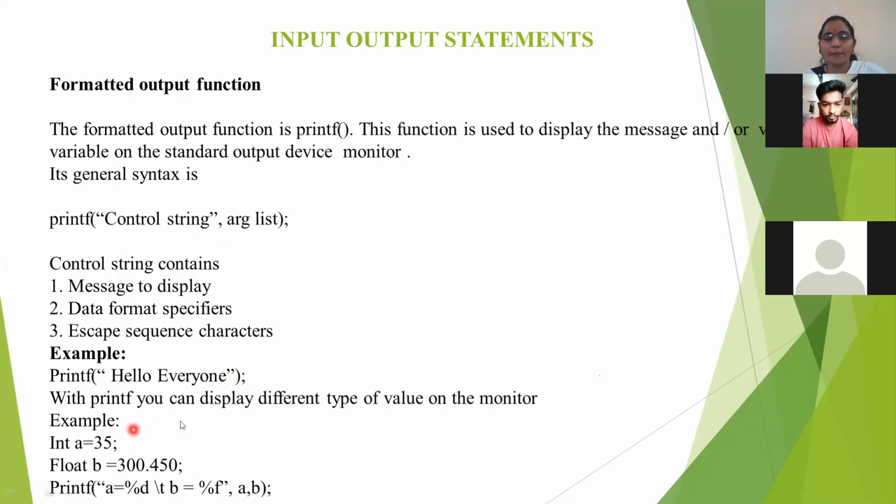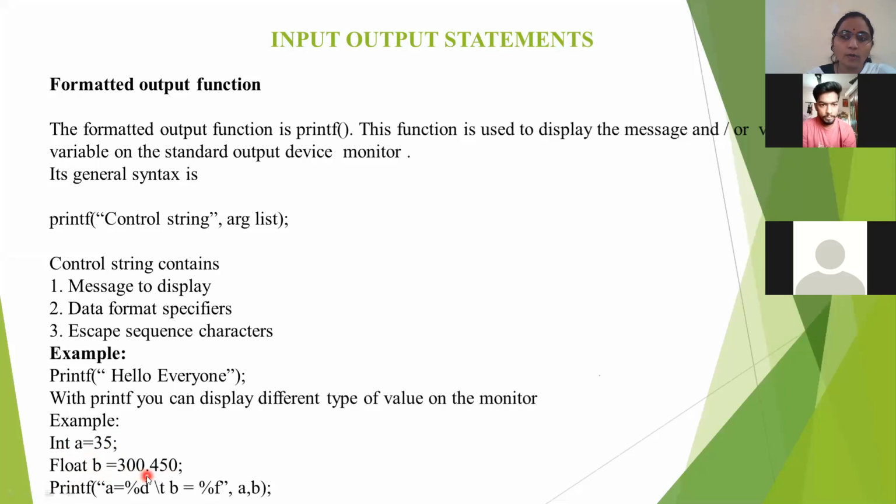With printf, you can display different types of values on the monitor. How to display different types of values on the monitor will be understood with the following example. int a = 35. Here I have taken two different variables, a and b. The data type of a is integer, and I have stored the value 35 into a. The data type of b is float, and the value is 300.450. As it is a float, it means it is a real value.